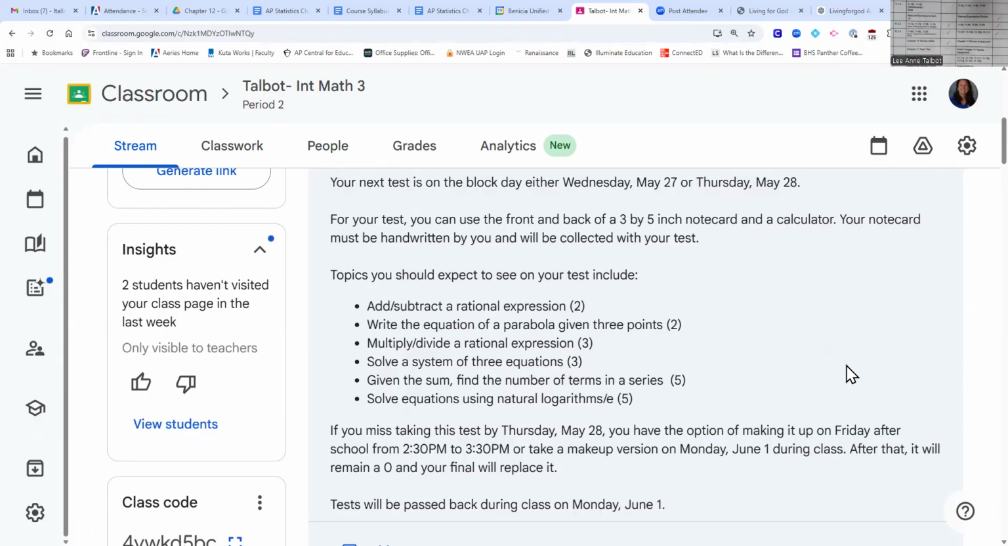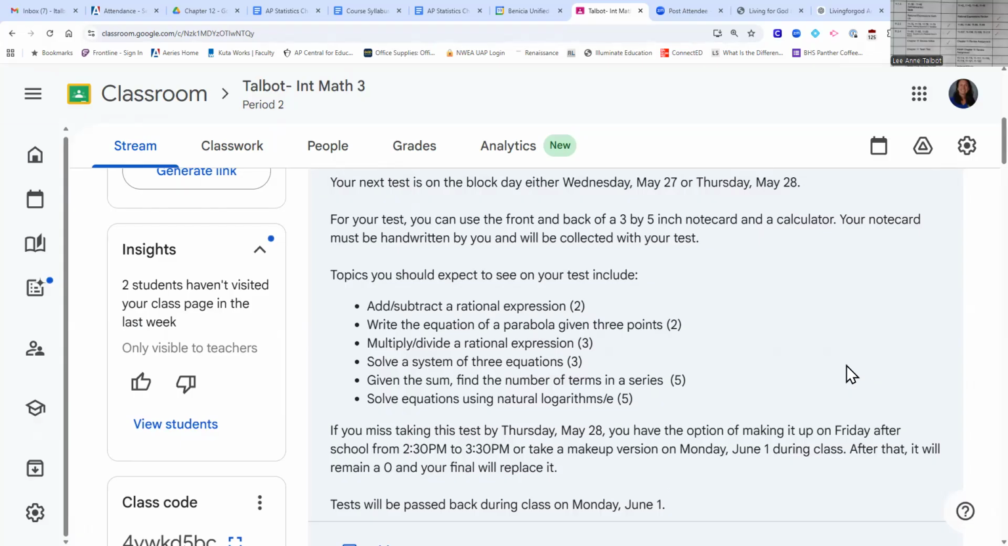Write the equation of a parabola given 3 points. That's the thing we just did. Multiply, divide a rational expression. That was problems 3 and 4 of the review notes. Solve a system of 3 equations. That's the other thing on the back side with the x, y, and z.